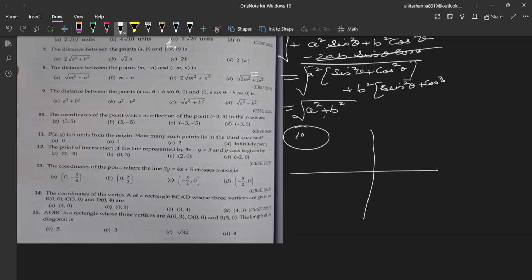So see, suppose the point is -3, 5. So this is the point, right? -3, 5, right? Now this is the point of reflection, right? So the point will lie here only. So the point will be -3, -5 or not? Yes, ma'am. Tell me, children.